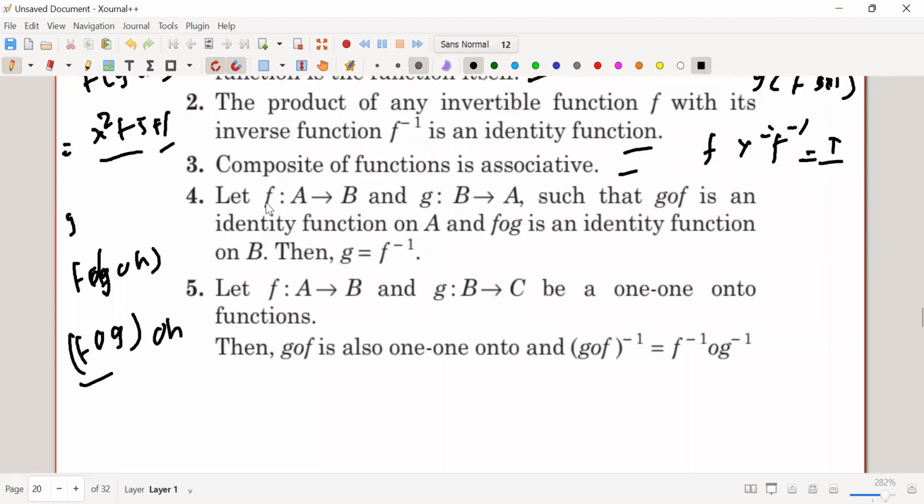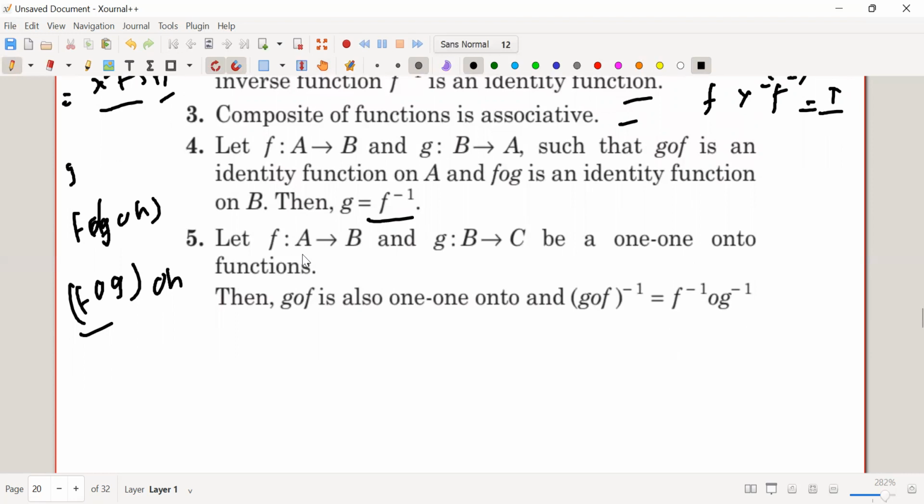Then let function f from A to B and g from B to A such that g of f is an identity function on A and f of g is the identity function of B, then g is f inverse, opposite. Automatically, definitely it is an inverse function. Right?